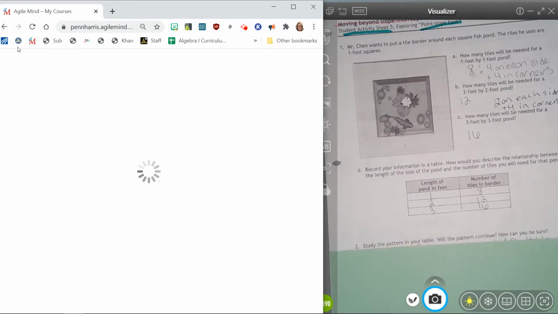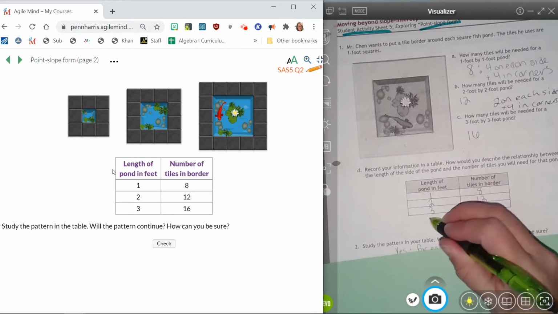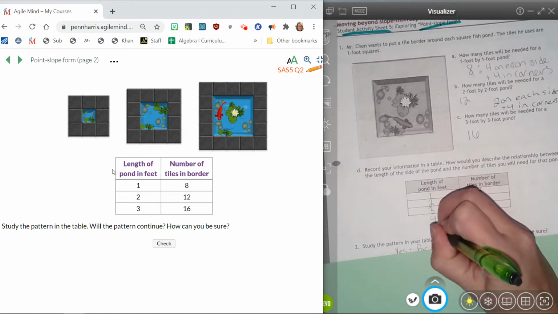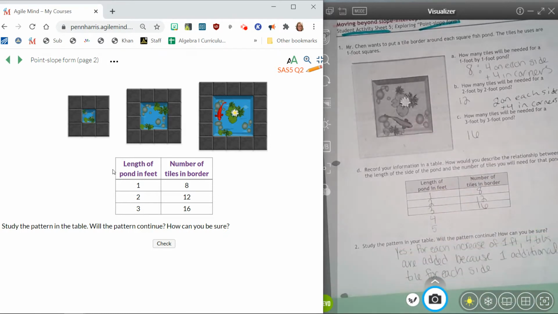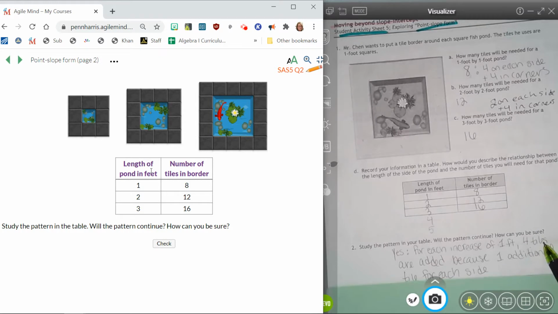So now what I want to do is look at our table. We want to know, is the pattern going to continue? And how can we be sure that it's going to continue? If I'm looking at this, what would happen if I added 4 feet in the pool? Or what about a 5 foot pool? How would that change? Yes, the pattern would continue, because for each increase of 1 foot, 4 tiles are added, because 1 additional tile for each side is added on.